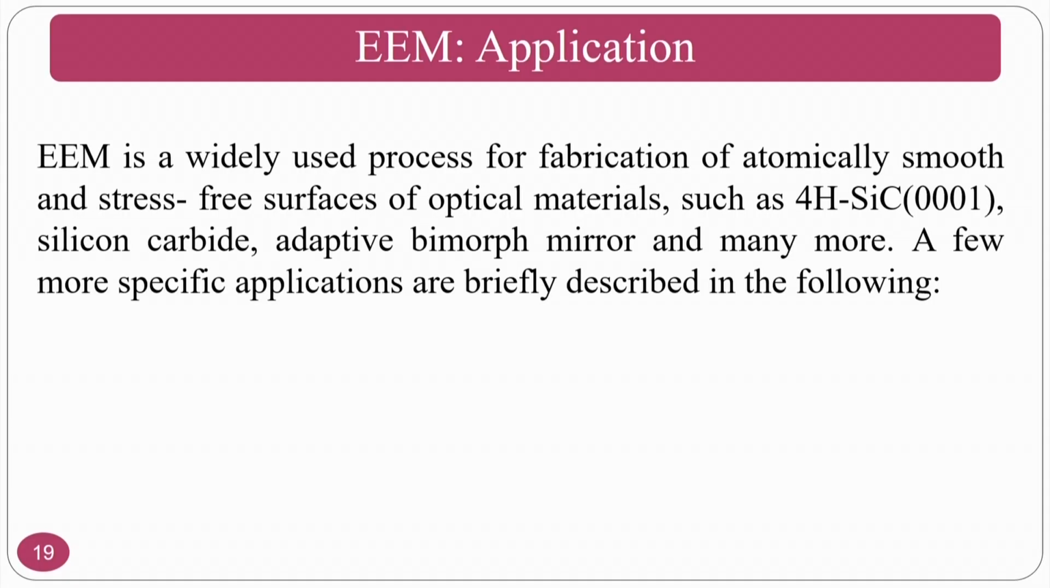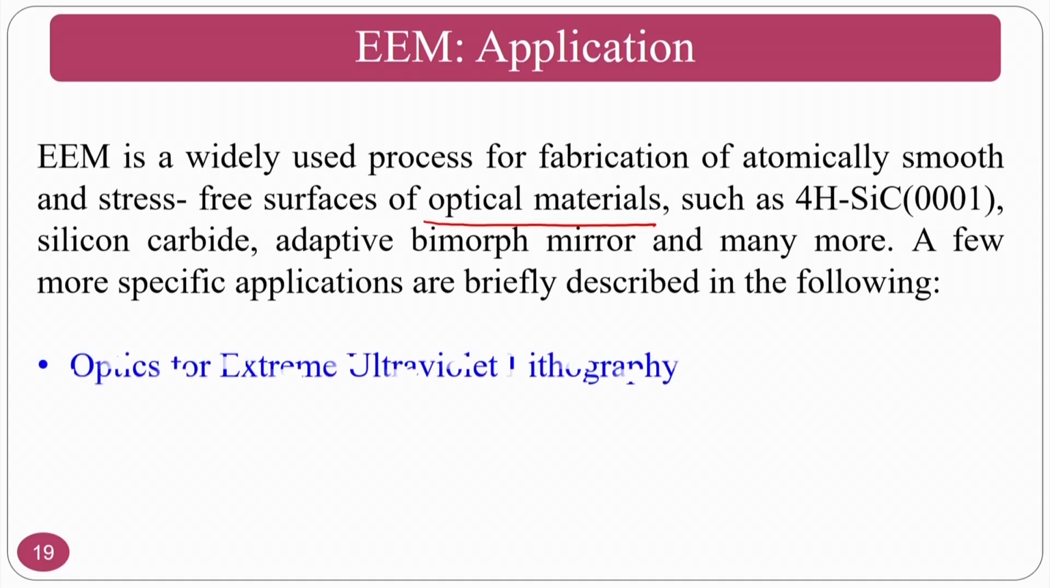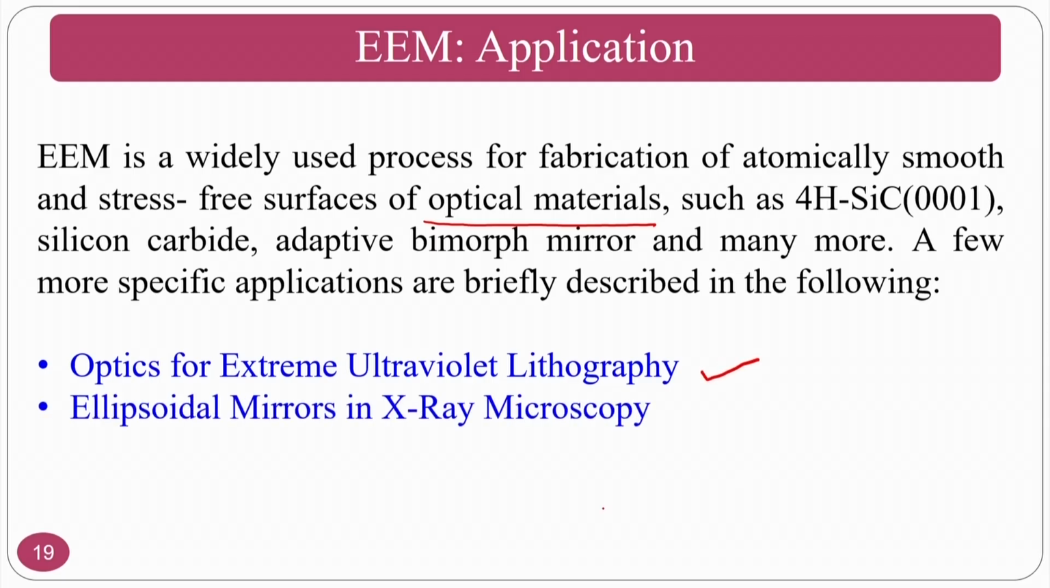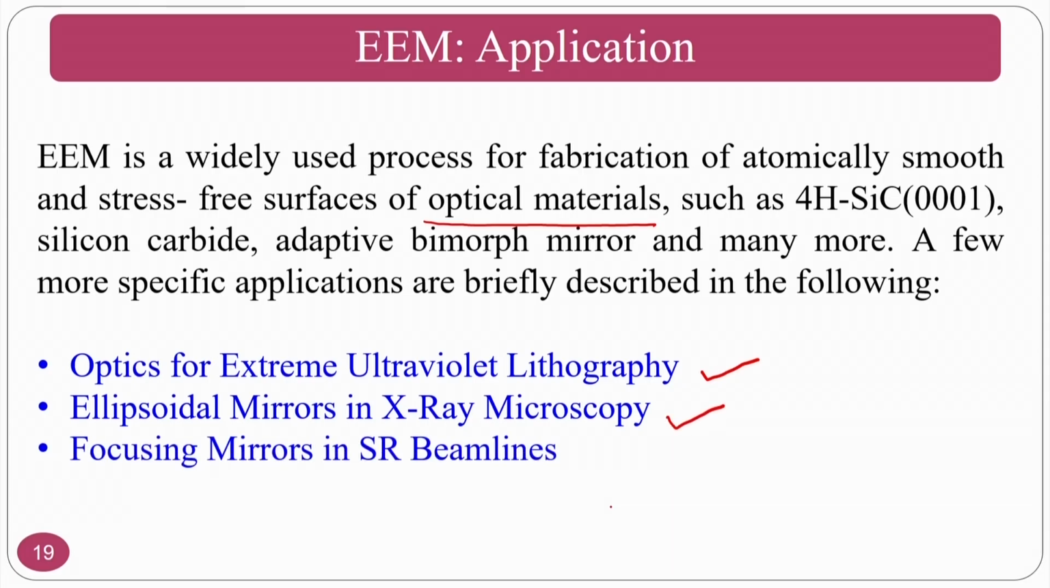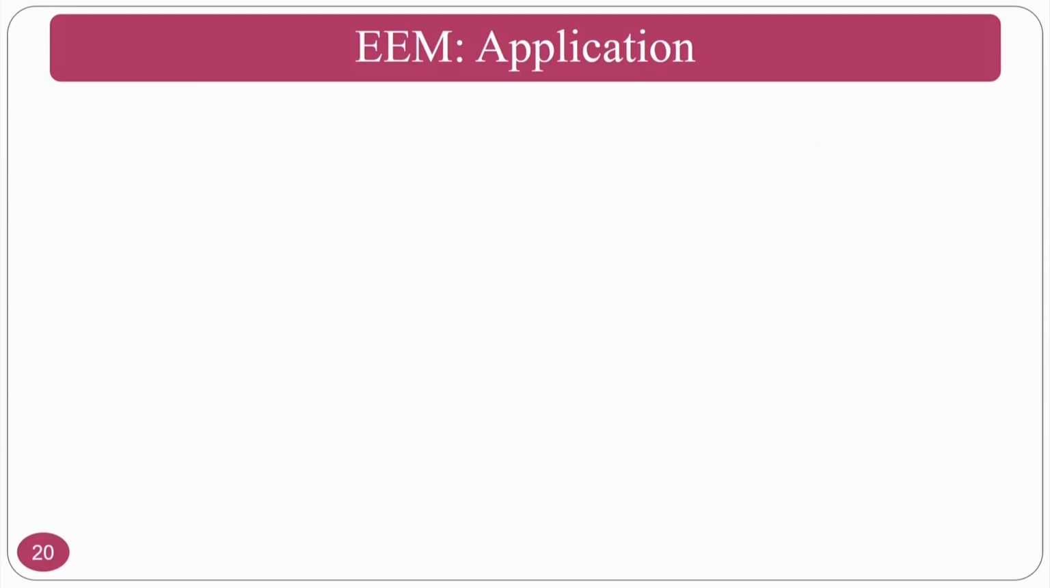If you see the applications of elastic emission machining, as I said in the first slide, elastic emission is a widely used process for fabrication of smooth, stress-free surfaces in optical materials such as 4H SiC (silicon carbide), adaptive biomorph mirrors, and many more. A few specific applications are optics for extreme ultraviolet lithography, ellipsoidal mirrors for X-ray microscopy, and, at the same time, focusing mirrors in the SR beam lines. These are the major applications of this elastic emission machining process.